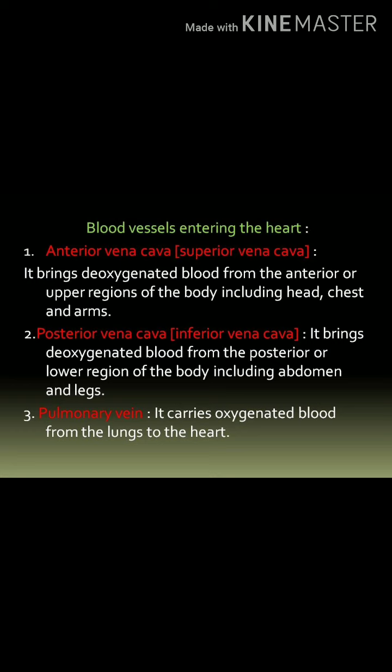So next one is pulmonary vein. The pulmonary vein receives the oxygenated blood from the lungs, and it pumps that oxygenated blood from the lungs into the left auricle or left atrium. That is a pulmonary vein. Here the vein carries the oxygenated blood. It carries that oxygenated blood from the lungs, and it pumps that oxygenated blood into the left atrium.